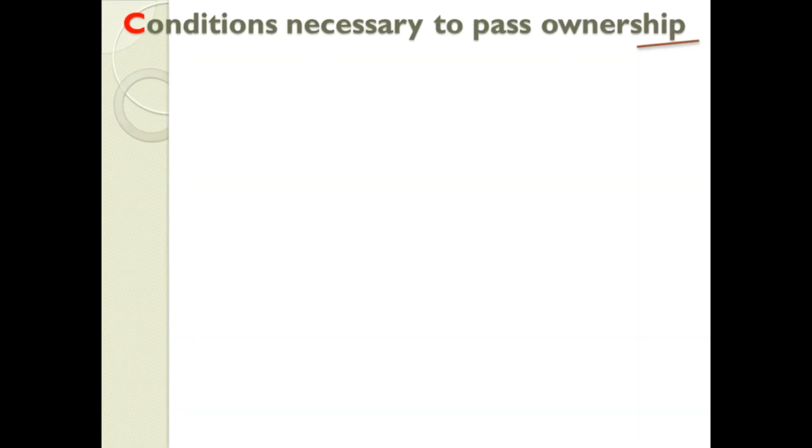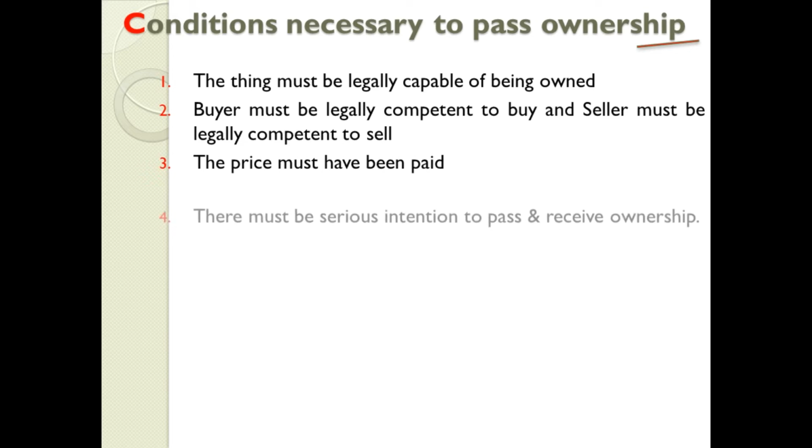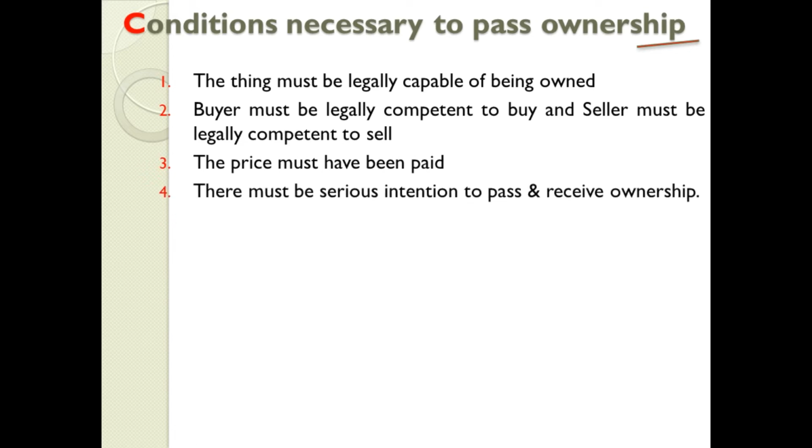Conditions necessary to pass ownership. The thing must be legally capable of being owned. That is the first condition. One cannot pass ownership of things that cannot be owned, like air or public property like roads. Buyer must be legally competent to buy and seller must also be legally competent to sell. The price must have been paid. There must be serious intention to pass and receive ownership.